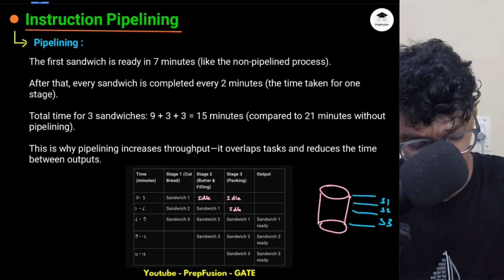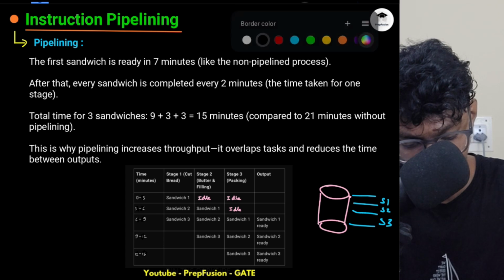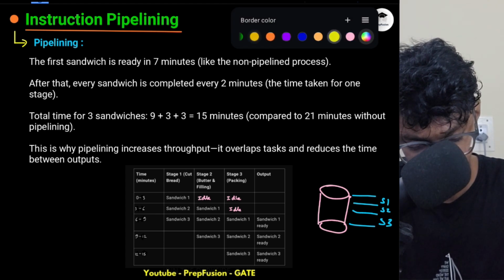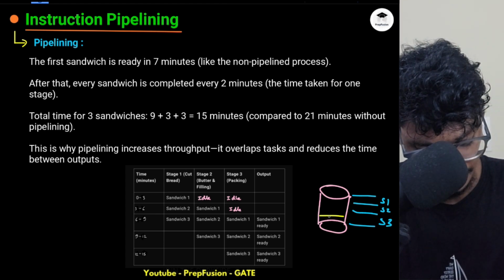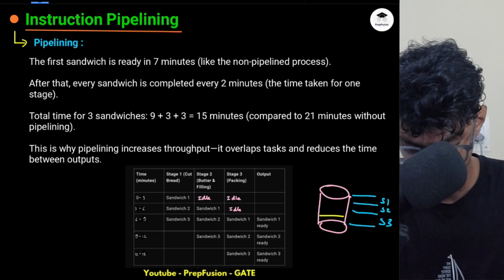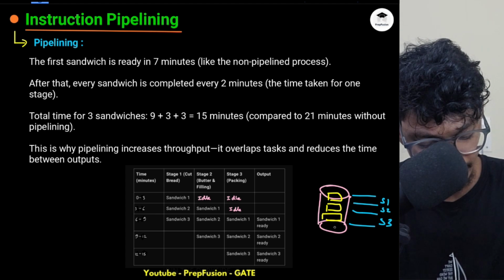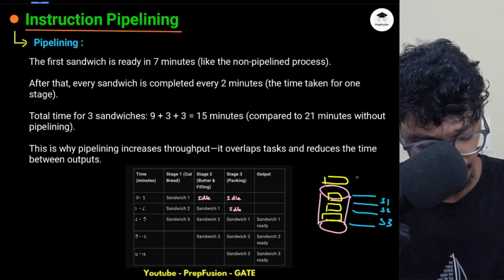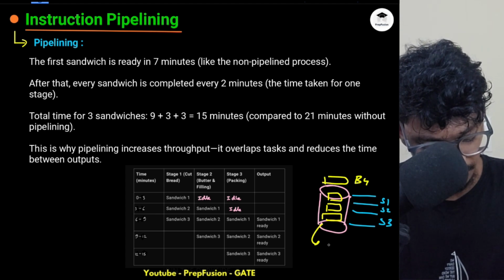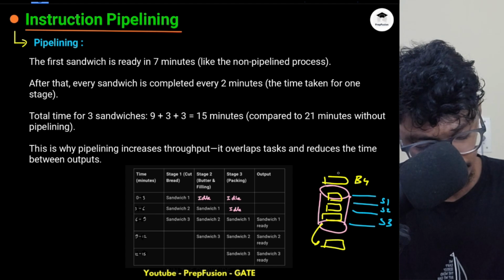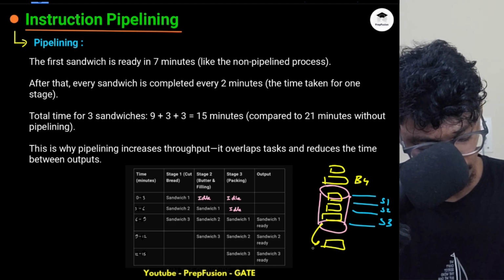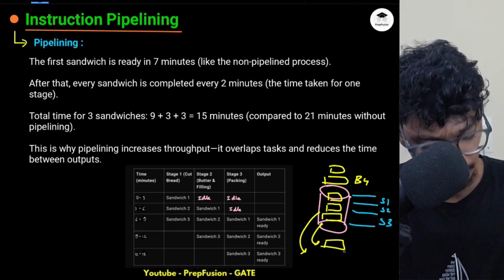If the pipe is filled, okay, this is my bread, bread 1, bread 2 and bread 3. 3 breads are filled. So after that, if I put in one bread, this is bread 4, the first bread will come out here, correct? Then again, if I put the fifth bread, the other bread will come out here, bread 2 will come out.